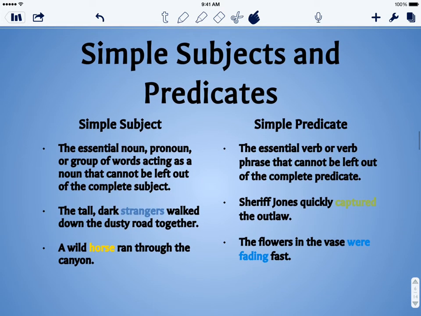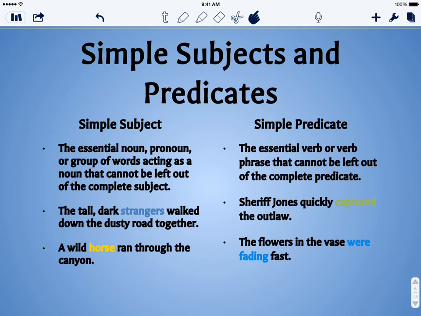Okay, so your simple subject and predicate. Your simple subject is the essential noun, pronoun, or group of words acting as a noun that cannot be left out of the sentence. The tall, dark strangers walked down the dusty road together. Strangers is your simple subject. A wild horse ran through the canyon. Horse is your simple subject.